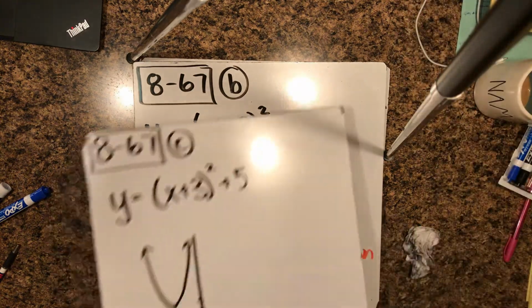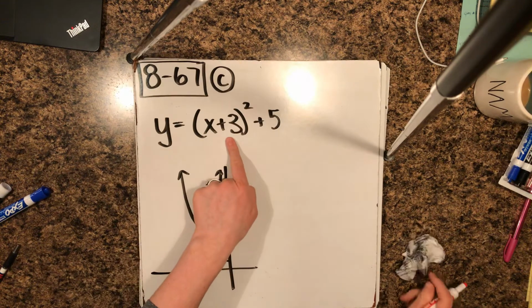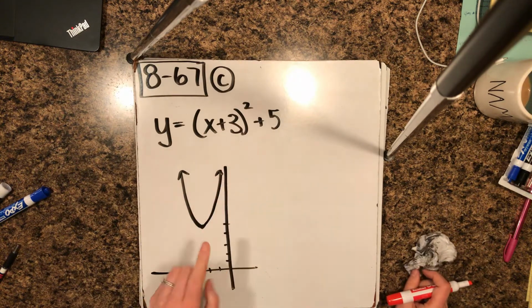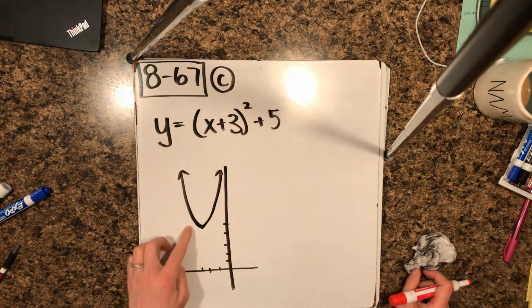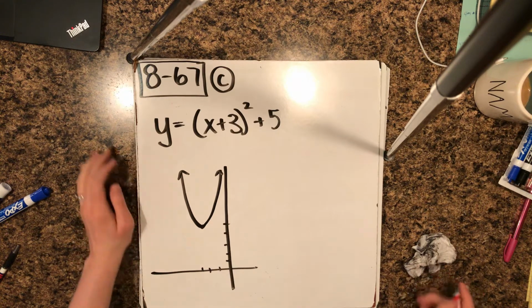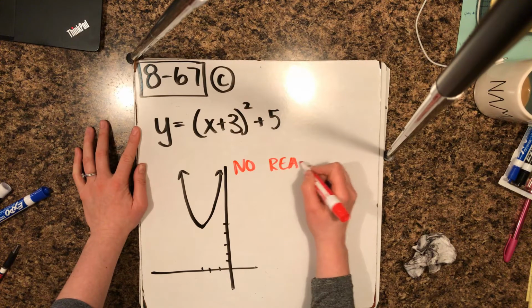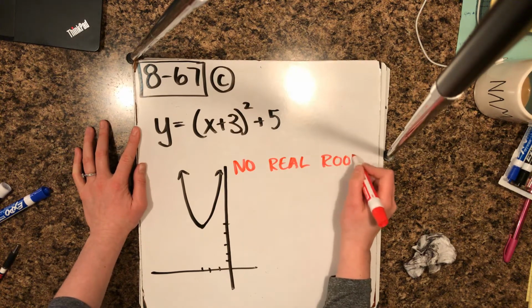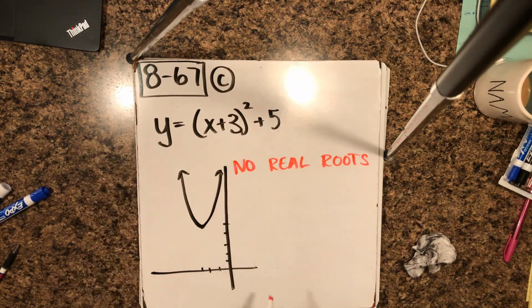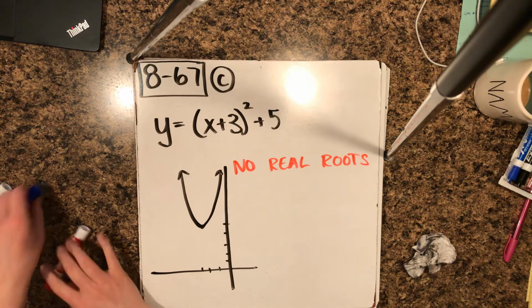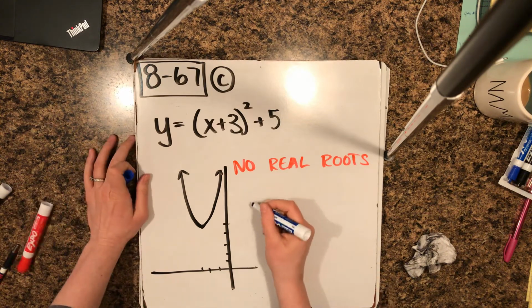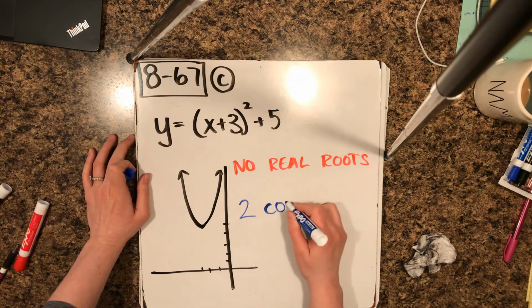Part C is showing, well, what happens if the vertex is at -3, 5? It's still opening up. It's still a parabola. It's never going to hit the x-axis. Okay, so we know that there are no real roots, no real solutions. But we now know if we solve this algebraically, we would in fact have 2 roots. Okay, but they would be complex roots.